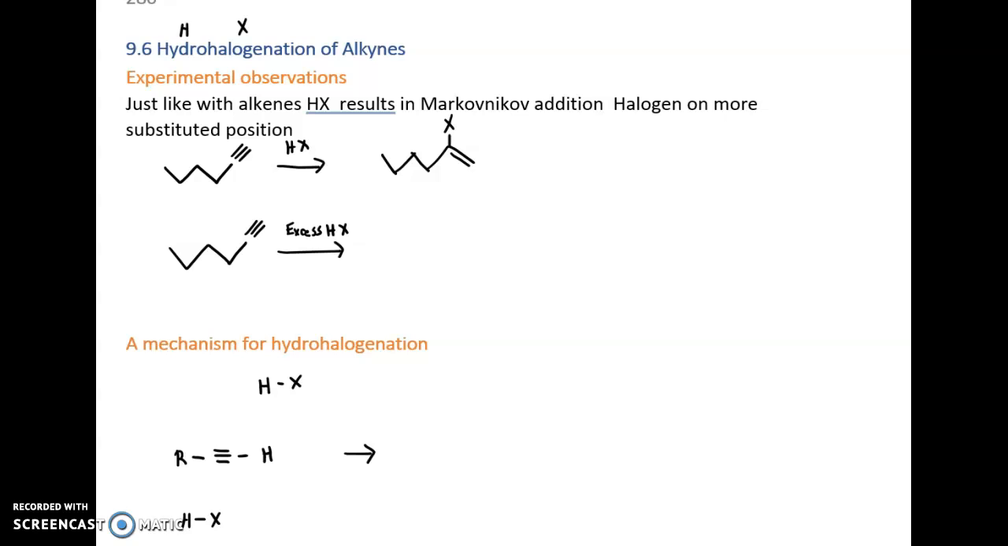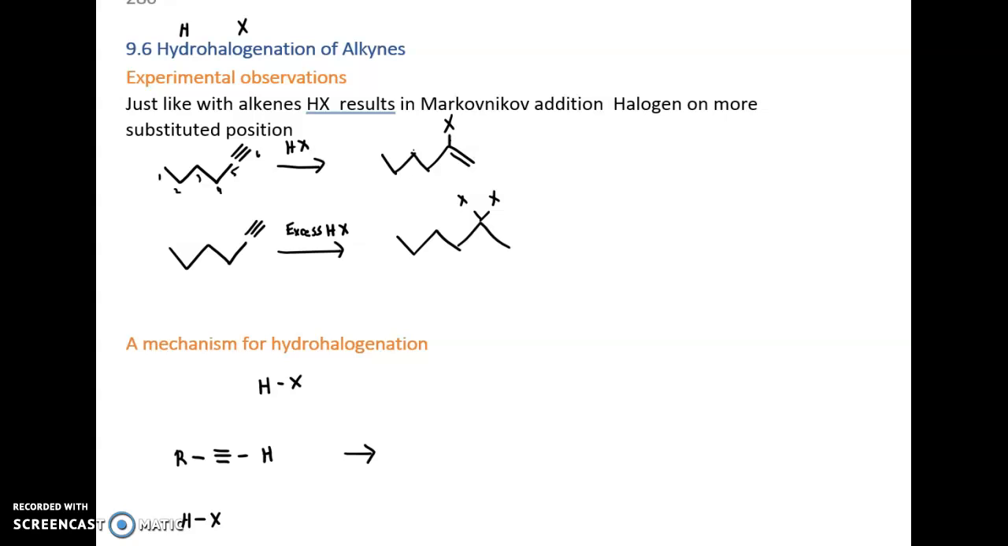And make sure we get the right number of carbons. 1, 2, 3, 4, 5, 6. 1, 2, 3, 4, 5, 6. Okay. If we have an excess of our reagent, then we'll end up with 2 halogens added and no double bond.